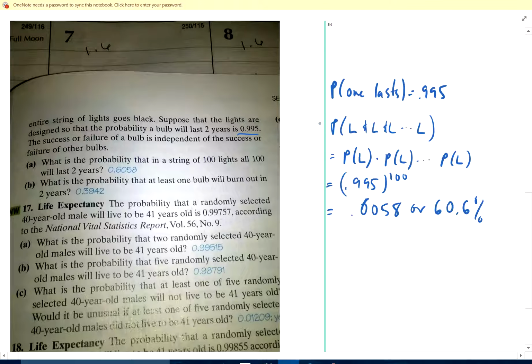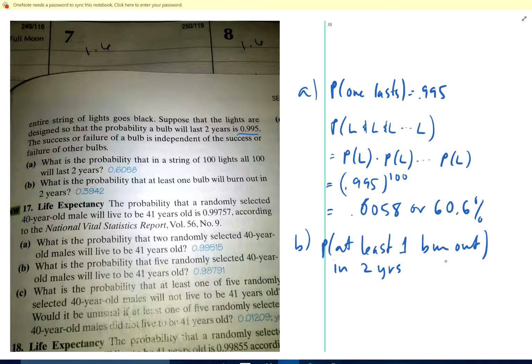All right, and that was A. And then B is, what's the probability that at least one will burn out in 2 years? At least one will burn out in 2 years. Well, that could be the first one, or the second one, or the third one, or the first two, or the first three, or the first and the last, or the middle. I mean, there's any combination, so that is a horrible problem to do.